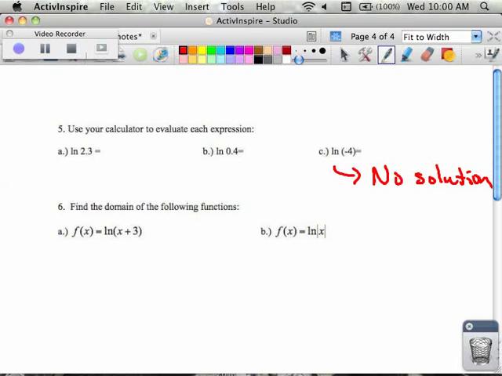Uh-oh. Natural log of 2.3 and natural log of 0.4. I have no idea. Good thing there's a button on your calculator. Natural log of 2.3 is 0.833. You go to 3 decimals. Awesome. Natural log of 0.4 is -0.916. That's it. Done.